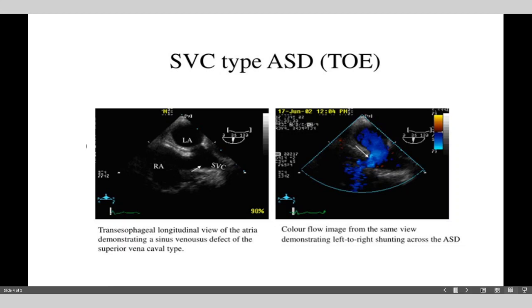Why I am mentioning specifically right SVC is that sometimes there is a possibility of a left SVC. That's why in SVC type of ASD, the right SVC and right upper pulmonary vein, the wall between them is deficient, creating an SVC type of ASD and also leading to partial anomalous pulmonary venous connection to the right atrium across the defect from the right upper pulmonary vein.